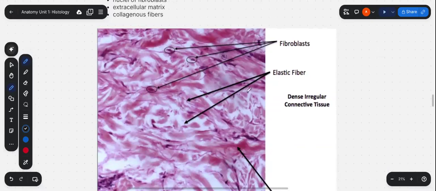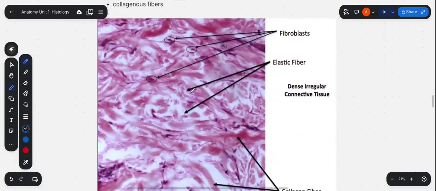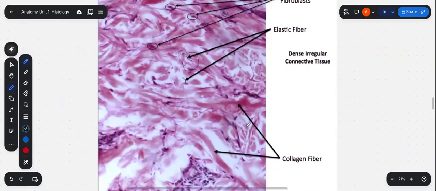Elastic fibers is the next thing. Elastic fibers are basically going to be these stringy, light pink, wispy areas around here. So all of this would be elastic fiber. Now, collagen fiber is going to be a little bit more dense looking and it's going to be a darker stain. So over here you can see that this is a light pink color, and over here, which is a collagen fiber, this is a dark pink color. Here is another collagen fiber right over here.